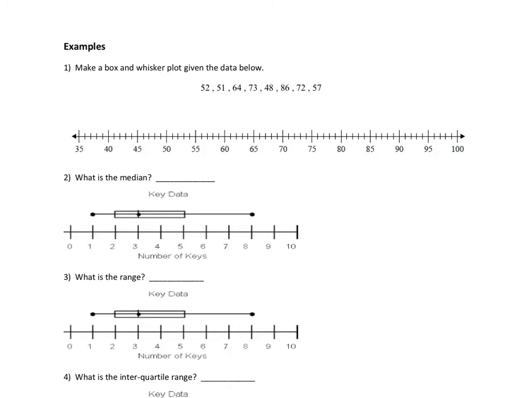So our first number is 48, then 51, 52, 57, 64, 72, 73, and 86. Okay, so I have them in order from least to greatest.